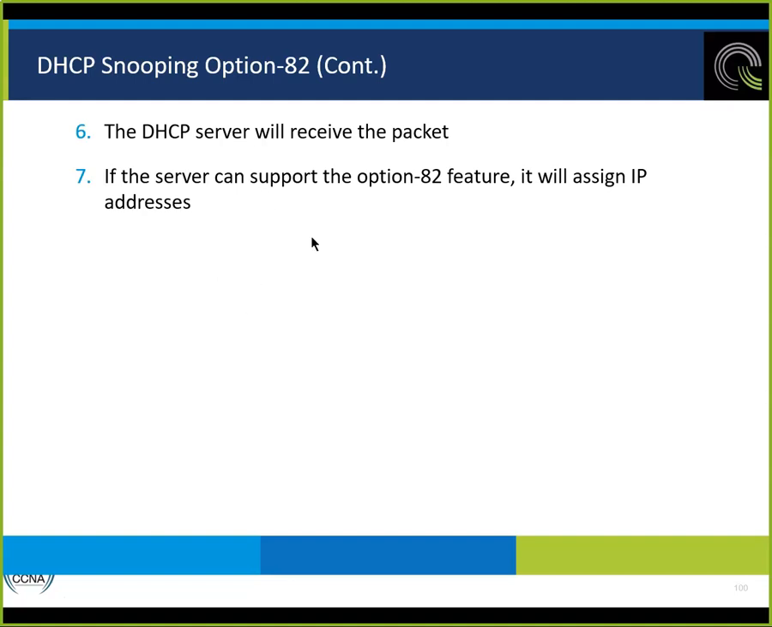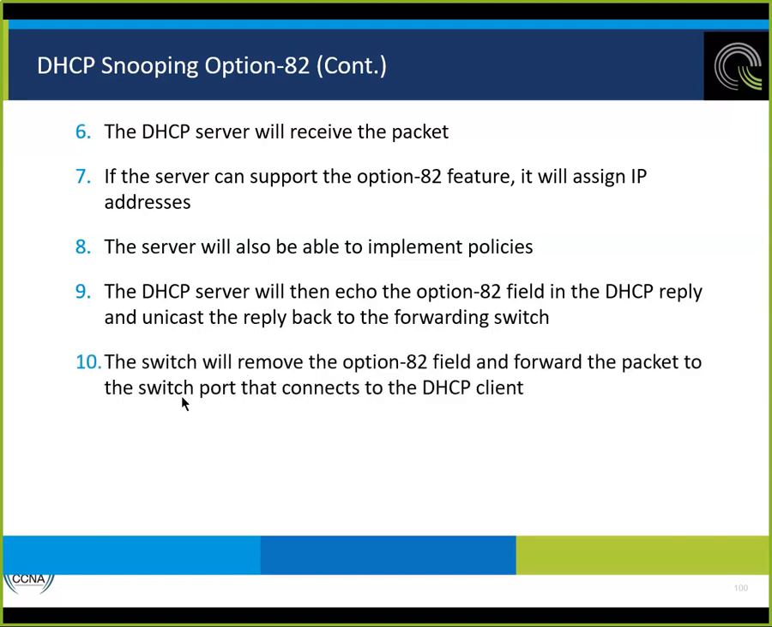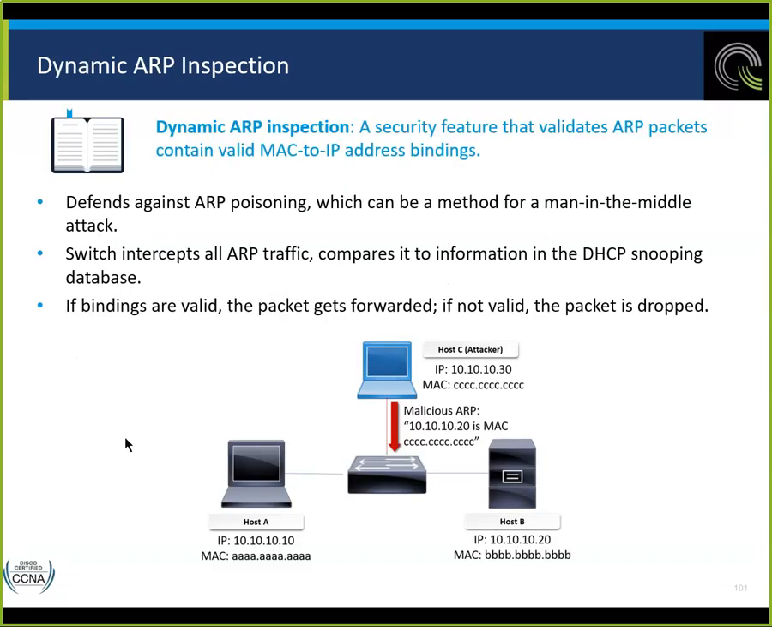The DHCP server gets the packet. If it supports option 82, it'll assign the IP address. We'll then also be able to implement policies for this, and then the DHCP server will echo the option 82 field, and then the switch will remove the option 82 information and forward the packet to the switch port that connects to the DHCP client. So "additional information" are the key words that go along with option 82.